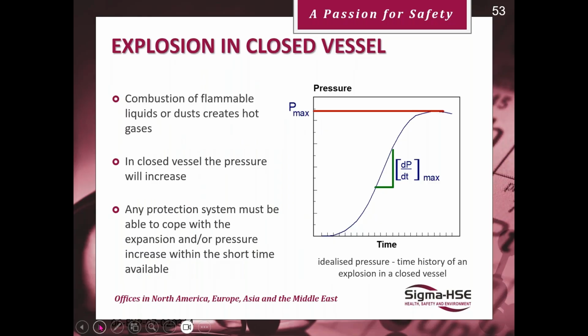So in a closed vessel, they create hot gases. And in a closed vessel, the pressure will increase, as you can see, up to Pmax. And the rate it gets there is dP/dt, and from that, you get the KST. Any protection system must be able to cope with the expansion and/or pressure increase within the short time available.